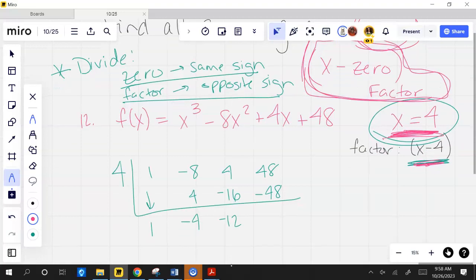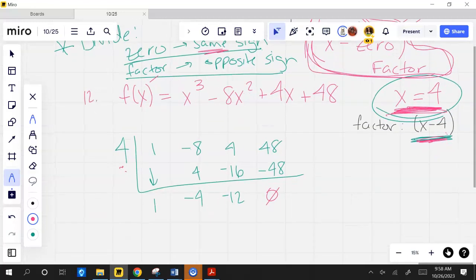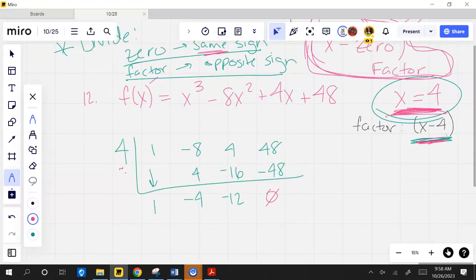So if you start out with the 0, if they say x equals 4 is a 0, when you divide, you keep that sign the same, so positive 4. But if they give you a factor to start with, x minus 4, you change the sign when you divide to make it positive. So the steps for this one are going to be exactly the same as what we did before. Now we're right back in the exact same territory.